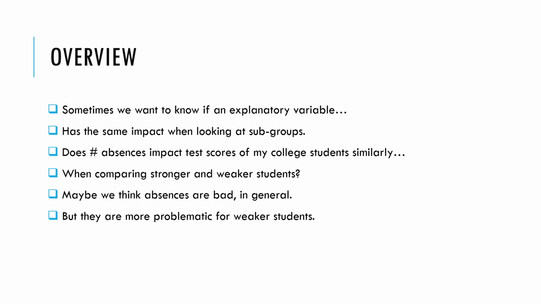for weaker students. Maybe it's possible that absences has no impact on test scores for stronger students, and it only has impacts for weaker students. Or maybe it impacts both stronger and weaker students, but it impacts weaker students more. And that's what we're talking about here, looking at subgroups, running our regression, and then comparing.